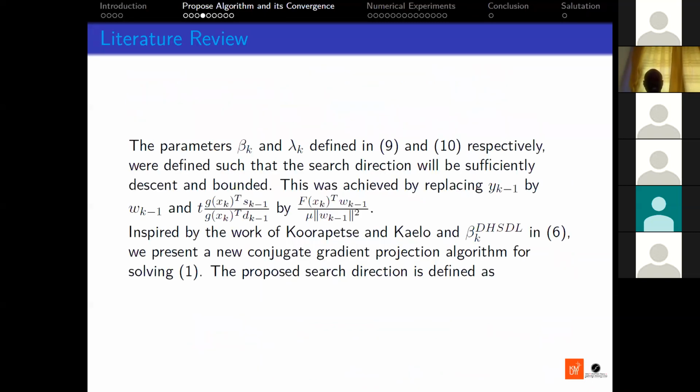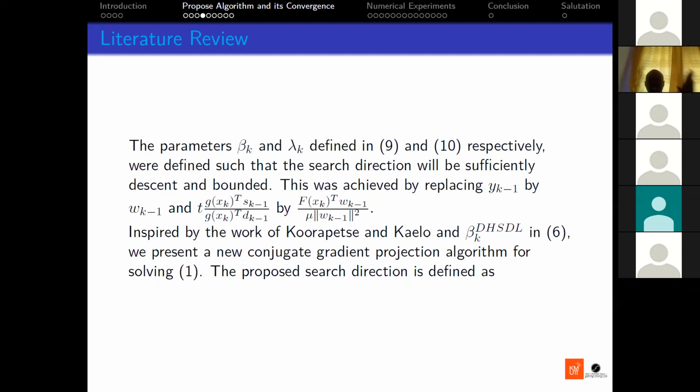The parameters beta k and lambda k, which is theta k given in 9 respectively, were defined so that the direction will be sufficiently descent and bounded. I have already explained this. And this was achieved by replacing yk minus 1 by wk minus 1. And the whole of this term, which is the third term in the definition of beta k given by 7 by Kropetse, they replaced by this term in 7.